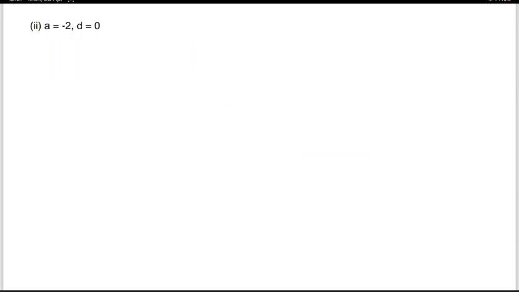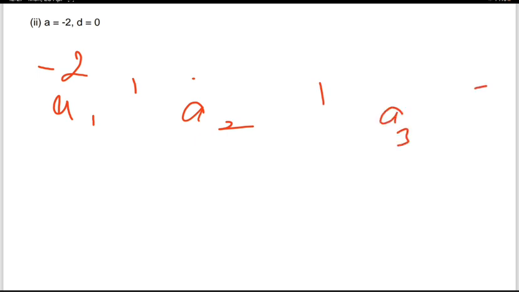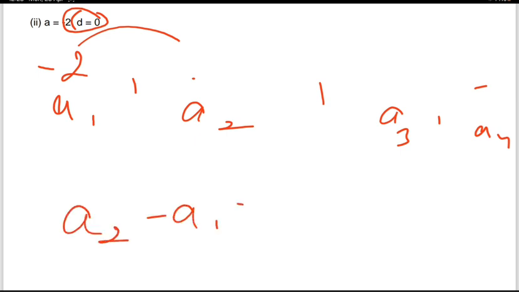So second subdivision, first term is minus 2 and the common difference is 0. So first term is minus 2 and this is A1, and this must be A2, this must be A3, and this must be A4. Okay, so if I subtract A2 minus A1, I should get 0. The common difference is 0. So A2 minus A1, you will be getting 0.